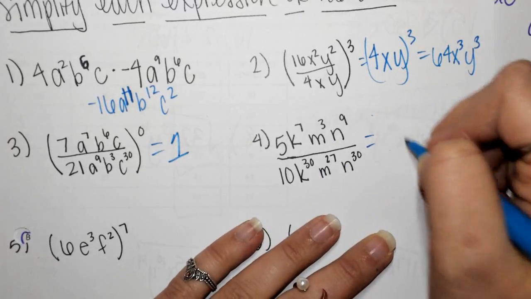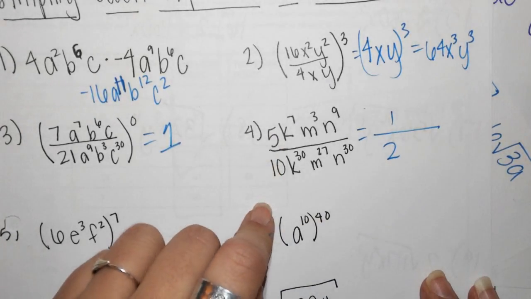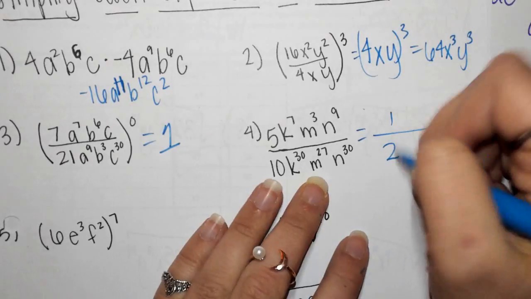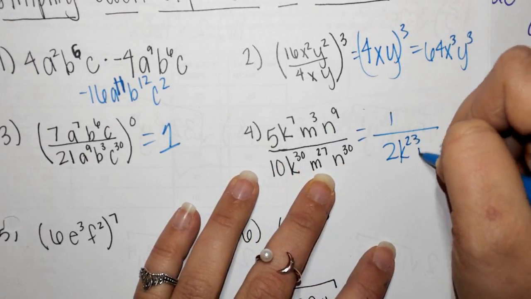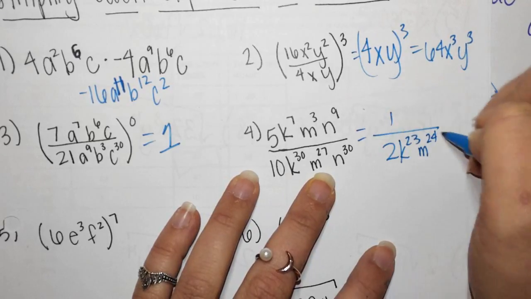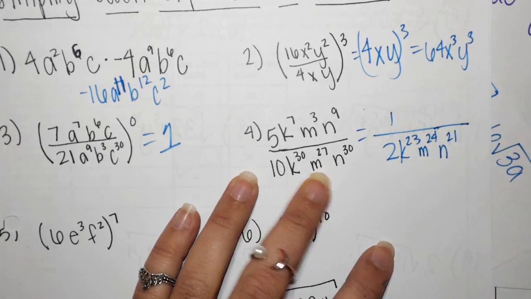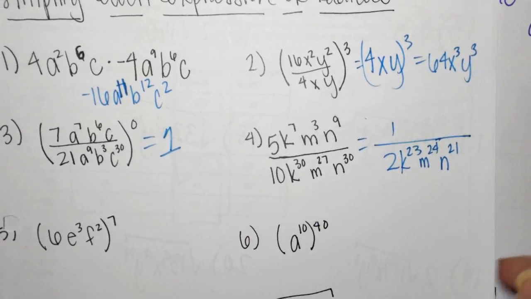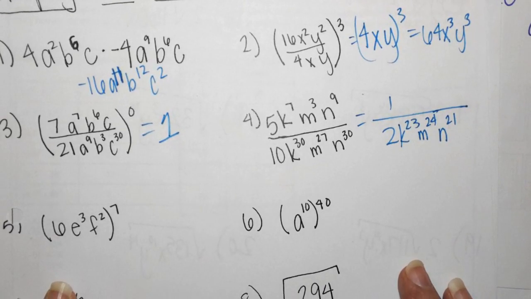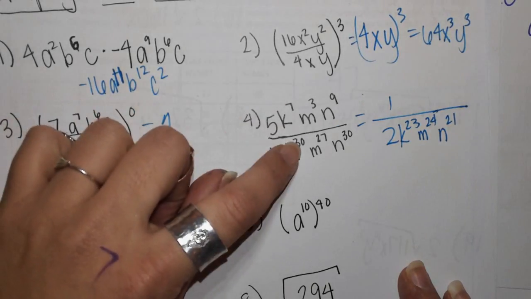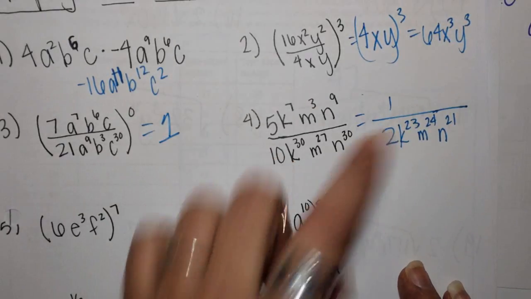All right, so 5/10 reduces to 1/2. Do not have a decimal. I want fractions. That's why it's in fraction form. 7 minus 30 gives you negative 23, so it goes to the bottom. 3 minus 27 gives you negative 24, so it goes to the bottom. 9 minus 30 is negative 21, so it goes to the bottom. Negative exponents aren't allowed, so you move it to the bottom of the fraction.